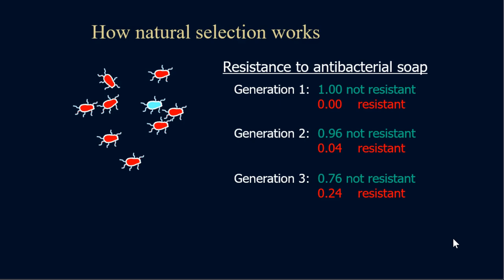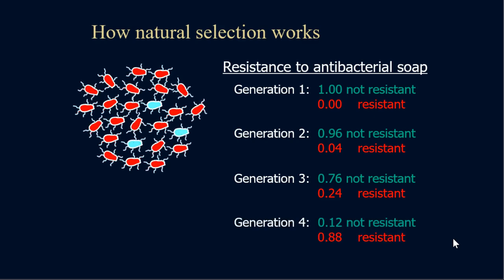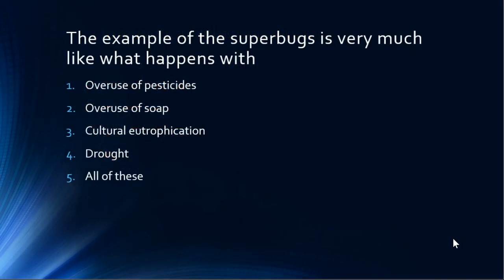Well, you're going to come and you're going to do it again, right? You're going to clean again. But this time, the ones who are resistant, they are going to stay. They are not going to get killed. And so over time, you're going to see this shift to resistant bacteria from not resistant bacteria. Right? And so what you end up with are these superbugs that you've probably heard about in the news, right? So this example that I just used of the superbugs is very much like what happens with something else we've talked about.